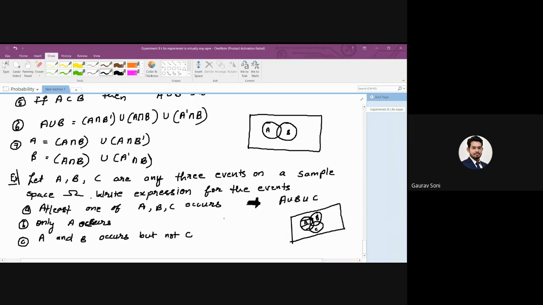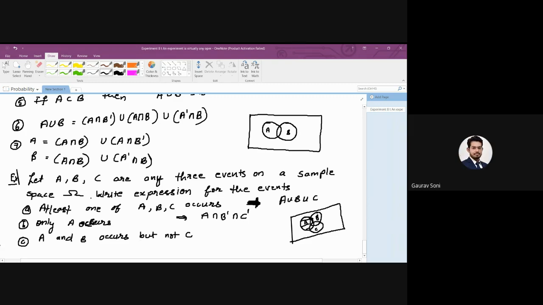Which can be further simplified as A intersection B union C complement, which can be written as B complement intersection C complement by De Morgan.